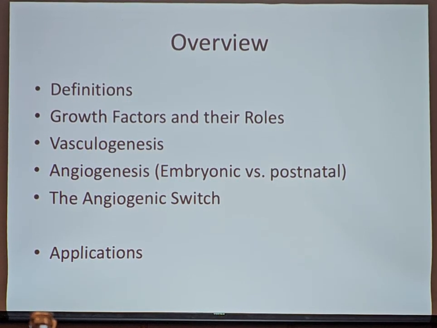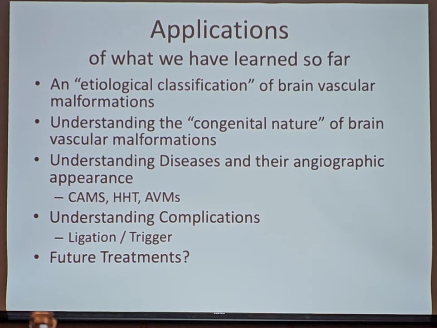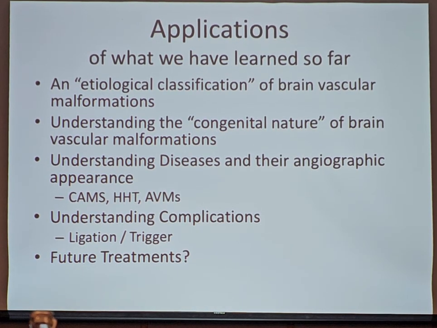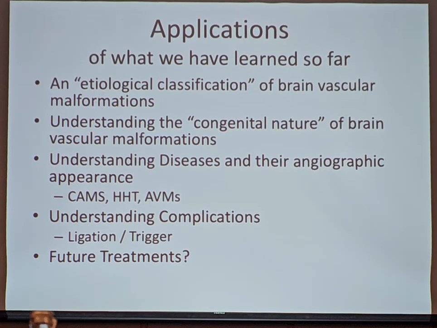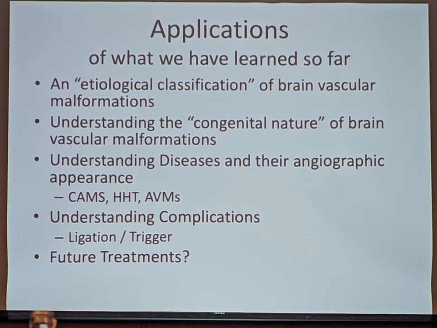Okay, now comes the more interesting portion for those of you who are still awake. This is for the applications of what we've just learned. And we will go through a couple of them here, and some of this will come back during various other lectures, but we believe that redundancy, especially in this complex topic, is really of importance for you to understand this concept. So let's first talk about the so-called etiological classification of brain vascular malformations.